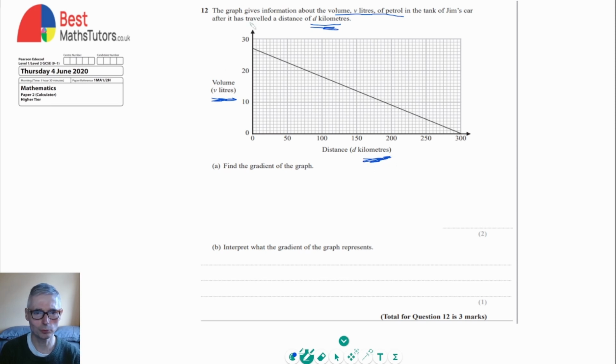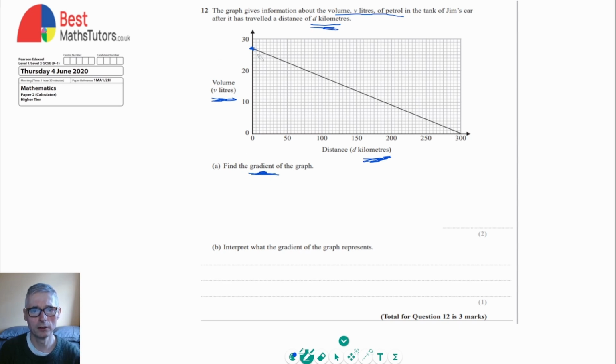And just to explain what's happening, we can see that he's got a certain amount of petrol in his tank. And as he drives, that amount of petrol is decreasing. So that's why we've got this negative slope, which is another word for a negative gradient. And the first part of the question is asking us to find the gradient of the graph.